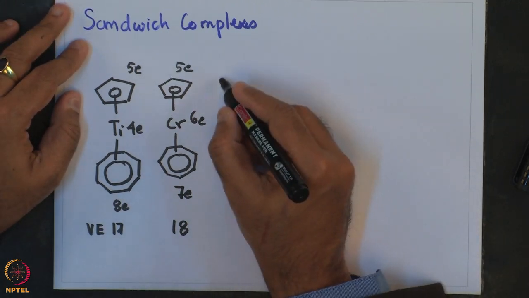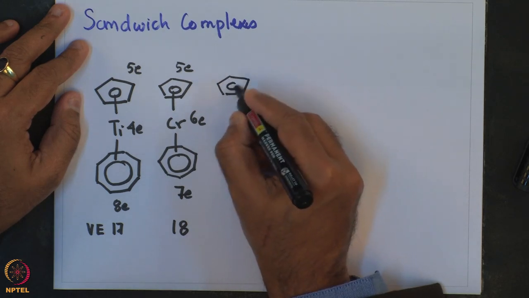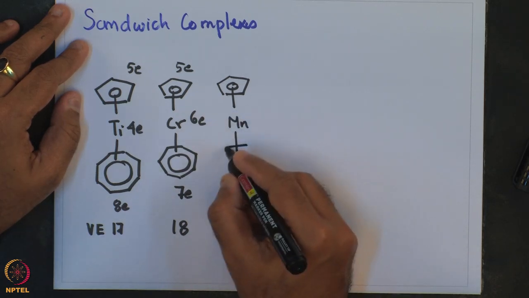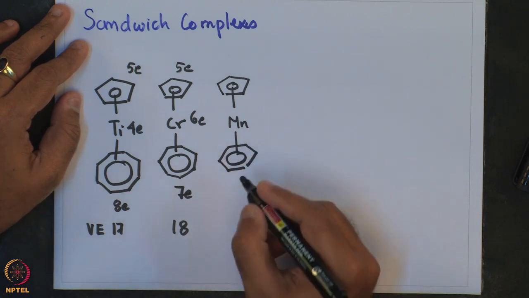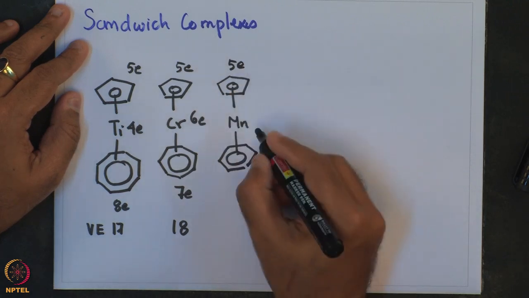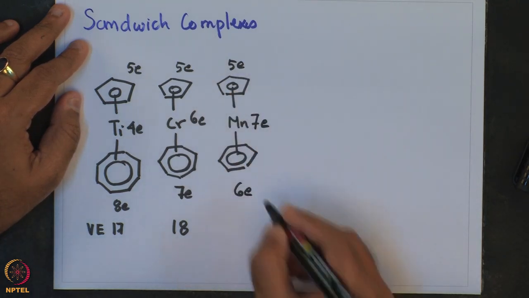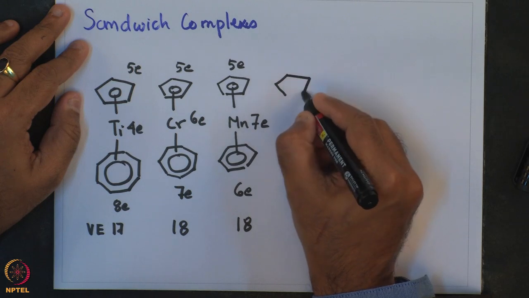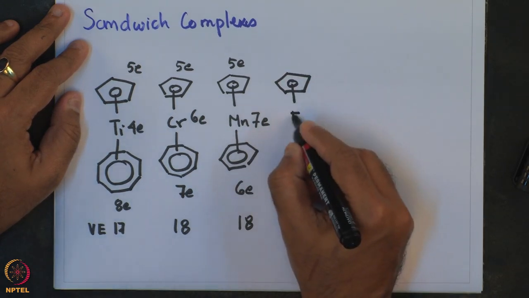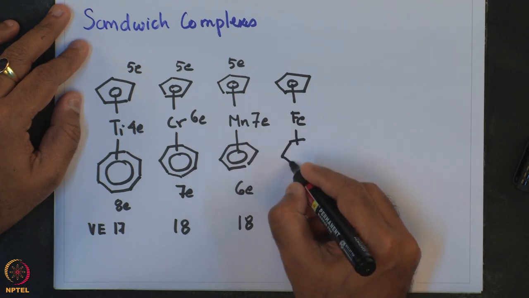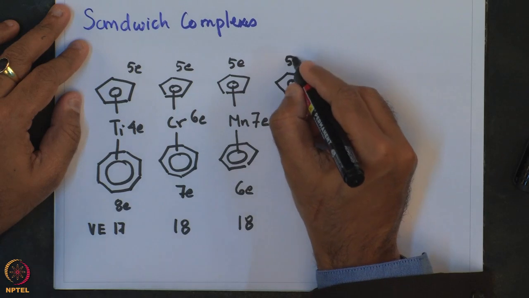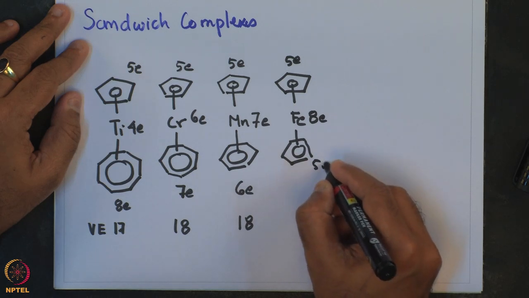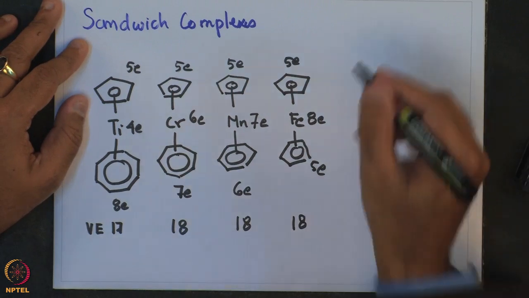The next one is Cp manganese benzene. So, 5 electron, 7 electron, 6 electron, resulting in an 18 electron species. Then comes ferrocene, 5 electron, iron, 5 electron, overall 18 electron.